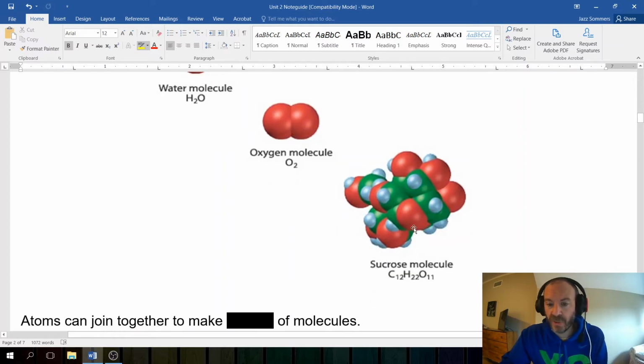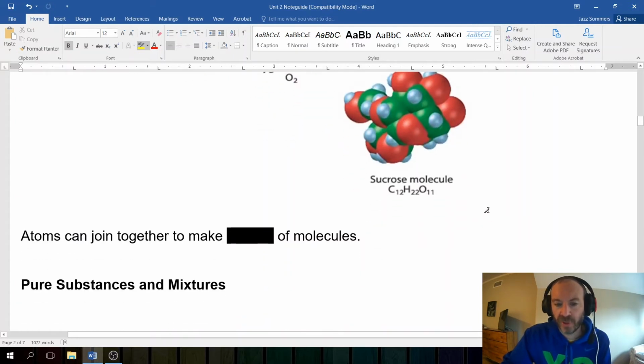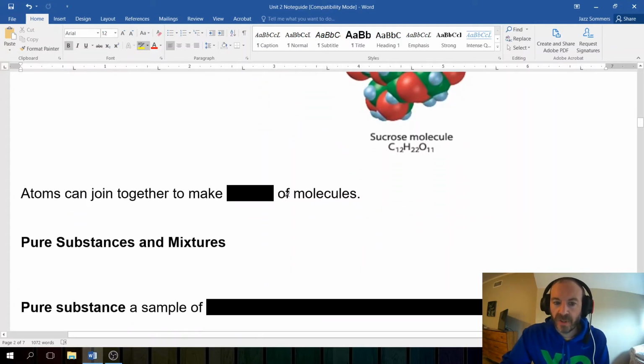Sugar, sucrose, which is in basically everything, you can see it has 12 carbons, 22 hydrogens, and 11 oxygens, all in this giant molecule here. So this molecule of sugar is arranged in a very specific way, and it has this very specific formula, and that formula is the same for every molecule of sugar.